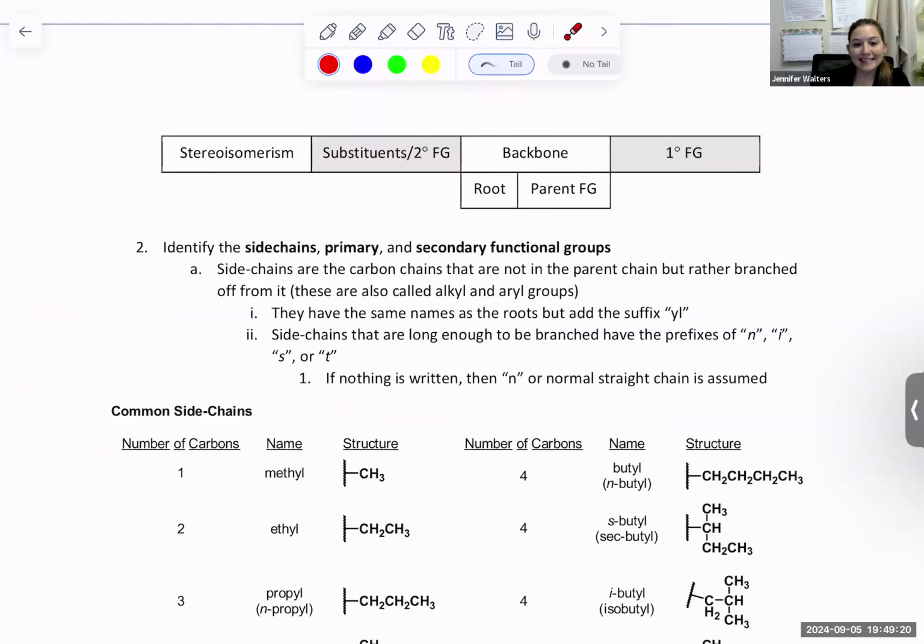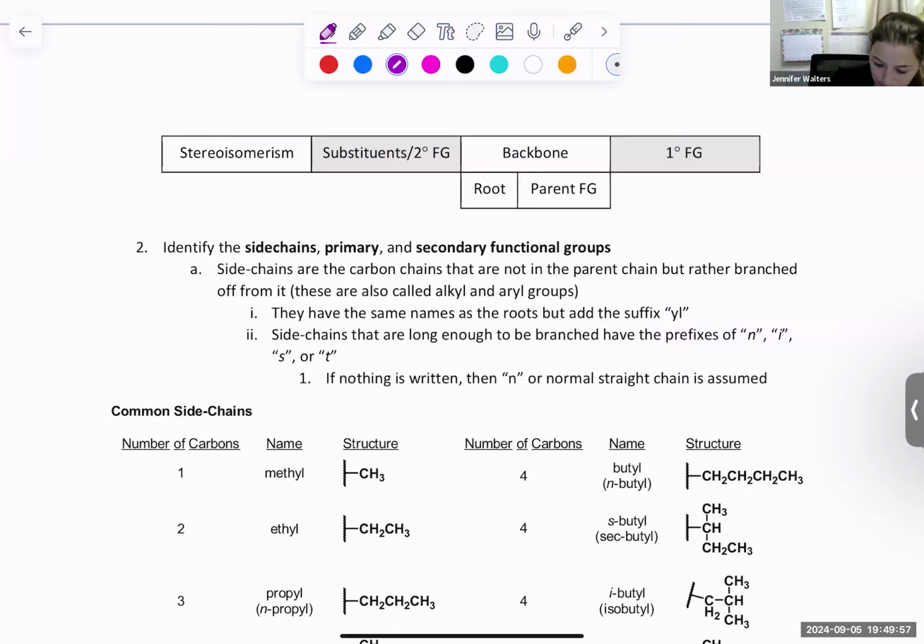Once you have identified your backbone, you then are going to identify your substituents and your primary functional groups and all functional groups. So side chains are going to be carbon chains that are not a part of the parent chain. So they're one of the branches. So these are alkyl or aryl groups that are coming off. They will always have that suffix YL to tell you they are a substituent. They will use the same roots as the backbone, but they have YL as your suffix. They don't use the ane, ene, or ein. Well, they will use ene or ein potentially. They always end in YL.